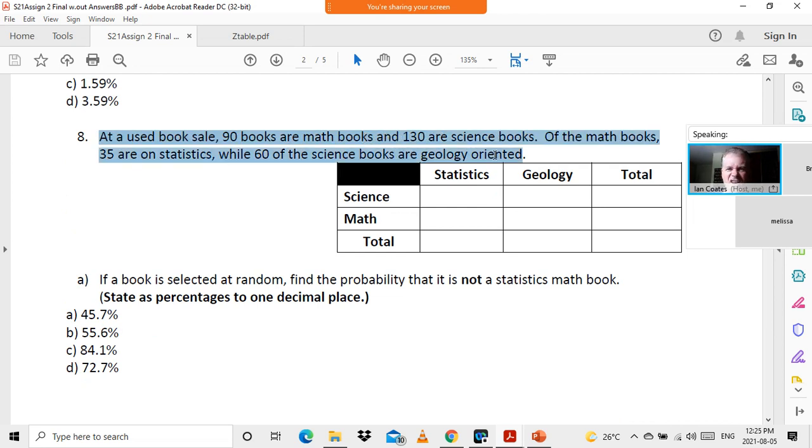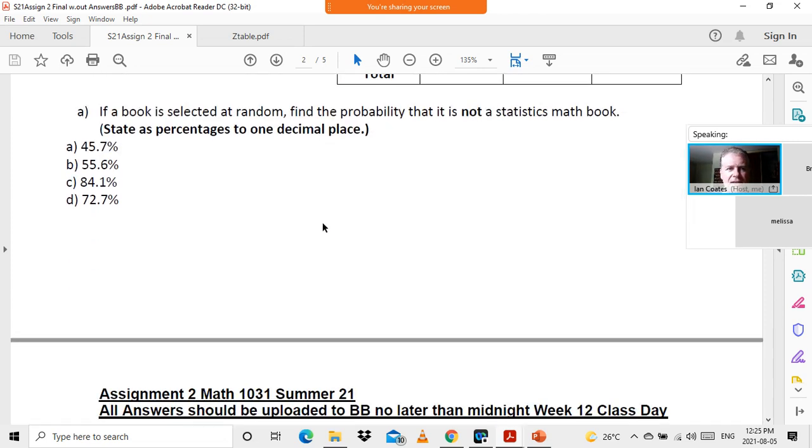Apologies, it's not nicely worded, and that's just the way it is. At a used book sale, 90 books are math books and 130 are science books. Of the math books, 35 are statistics, while 60 of the science books are geology oriented. Too bad though. It is what it is. And you fill out this chart here. You'll need to fill this chart out in its entirety before you attempt these. And it's in there. You just have to dig around. So you've got that one there.